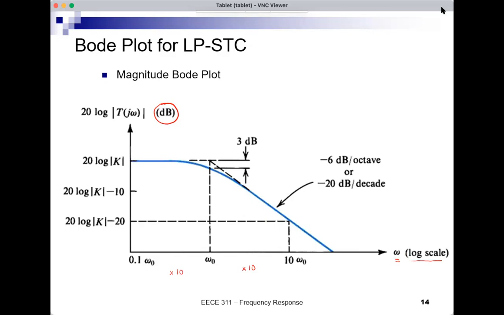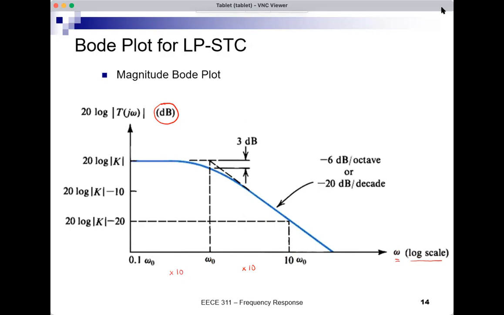And when I do this, it's still omega. The units here are still units of omega: omega 0 in radians per second, 10 omega 0 in radians per second, and so on. But we say that on the x-axis, I have omega in log scale. So if omega on the x-axis is in log scale, and on the y-axis I have T in dB, that's also log scale, but multiplied by 20.